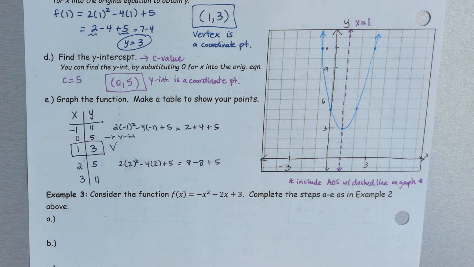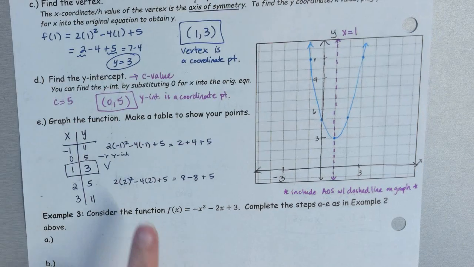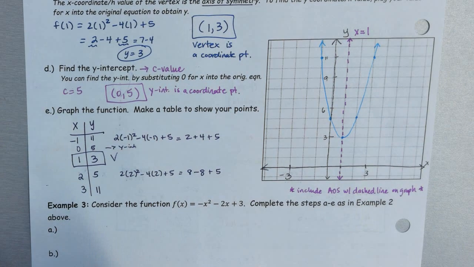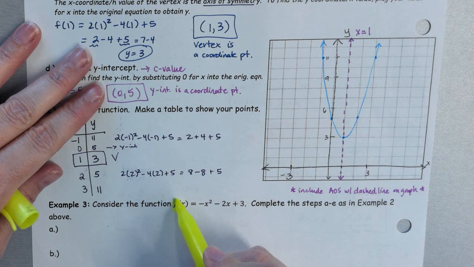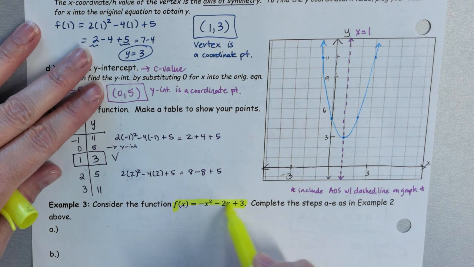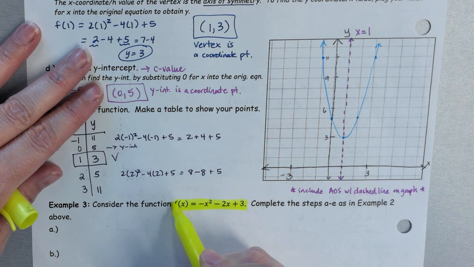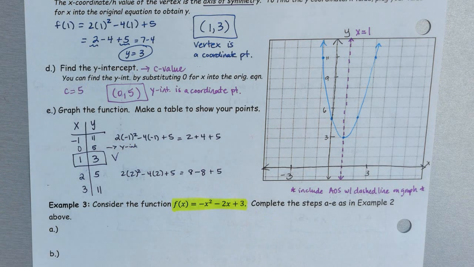Okay, so for example 3, this is exactly like example 2. So I want you to consider this function and then complete the steps A through E just like we did in the problem above. So I'm going to let you guys do this. I'm going to give you a few minutes to do so. Okay, and in just a moment, we will check to make sure that you did part A and part B correctly. Okay, but I'm going to let you guys take the lead on this, and I'm going to come around and check your stuff.